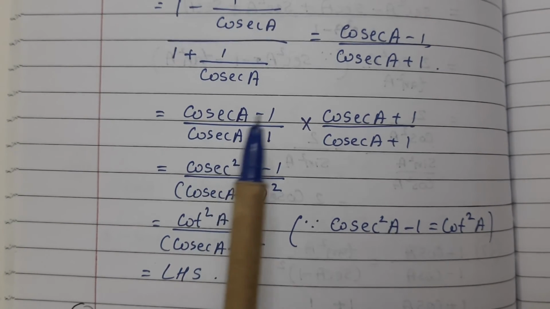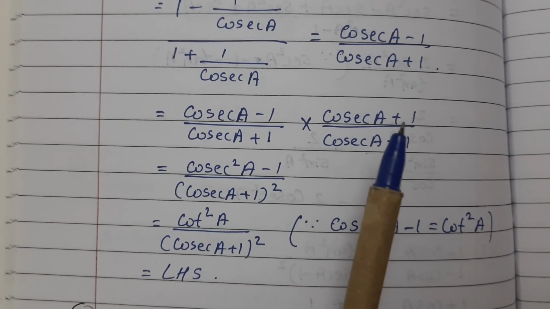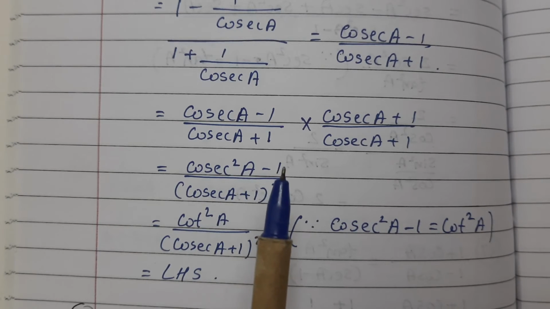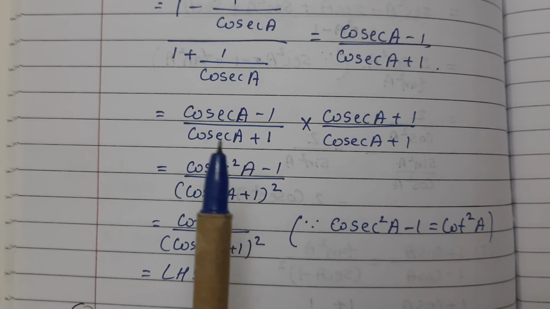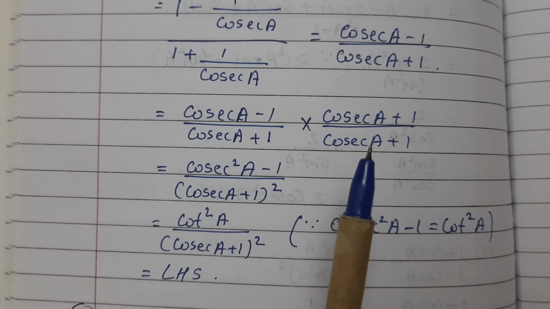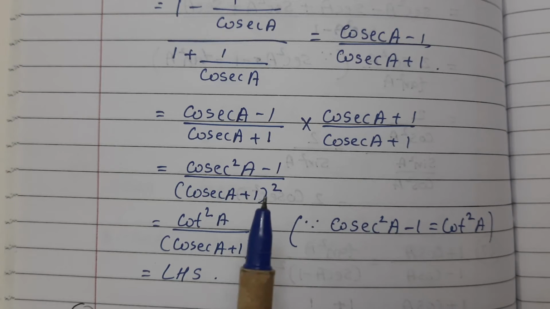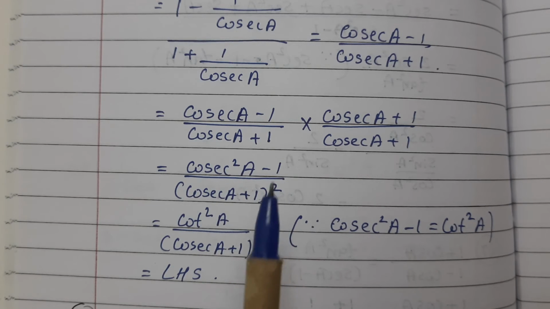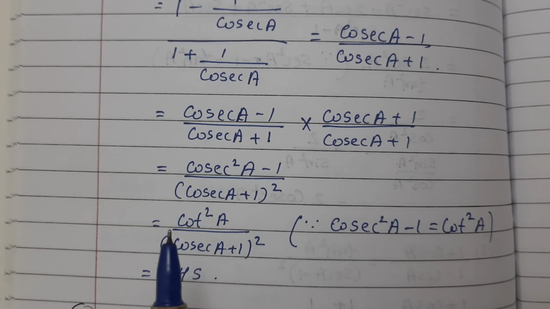A minus B into A plus B is A square minus B square. Equal to cosec square A minus 1 square is 1 upon cosec A plus 1 into cosec A plus 1 is cosec A plus 1 the whole square. Cosec square A minus 1 is cot square A, equal to cot square A upon cosec A plus 1 the whole square, which is equal to left hand side.